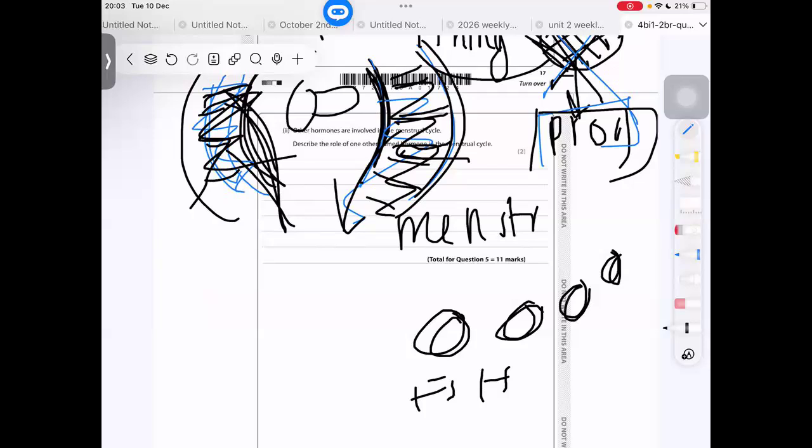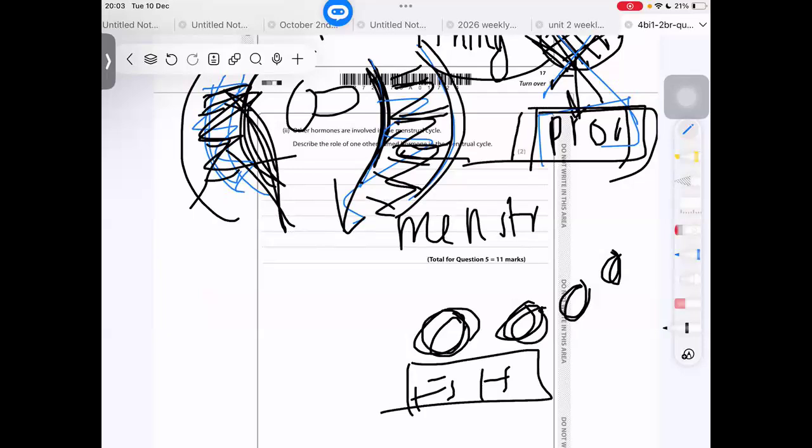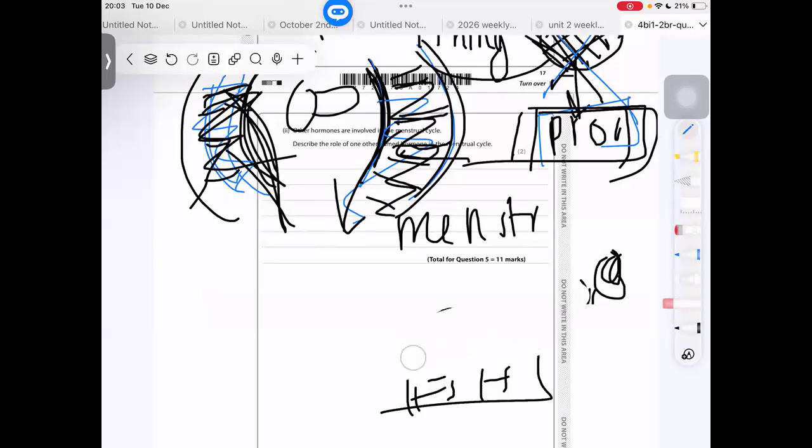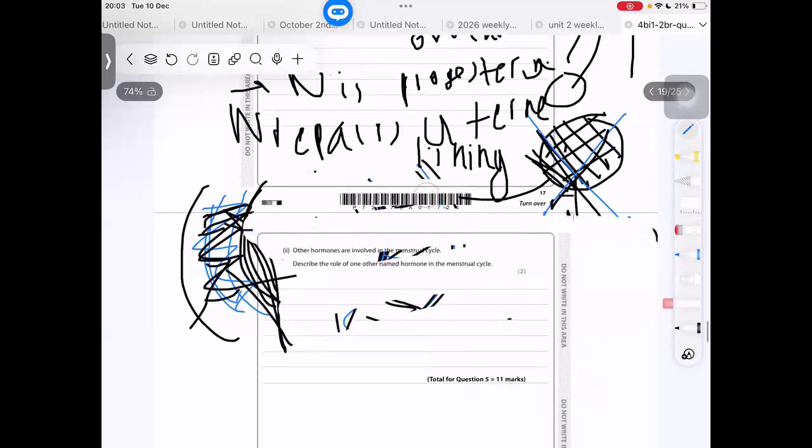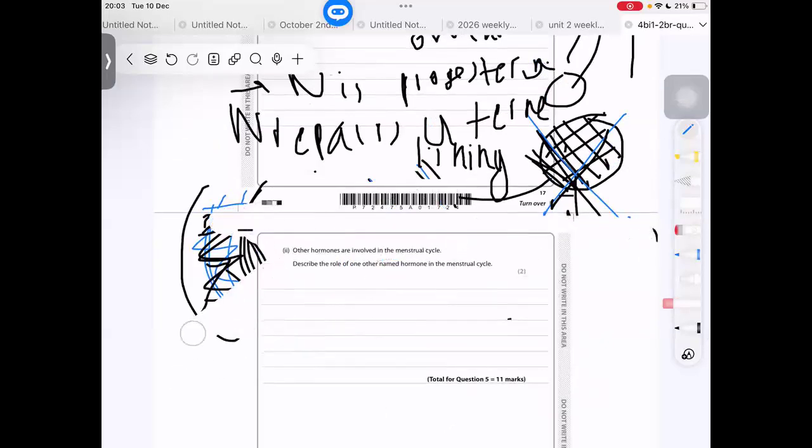The growth of the follicle is inhibited in that case, because when there is a pregnancy, progesterone levels are high. Due to that, it inhibits the FSH levels. As a result, the growth of the follicle is inhibited. So you can write down it inhibits FSH as well. That's another point, but if you have written those 2 points, it's enough for now.